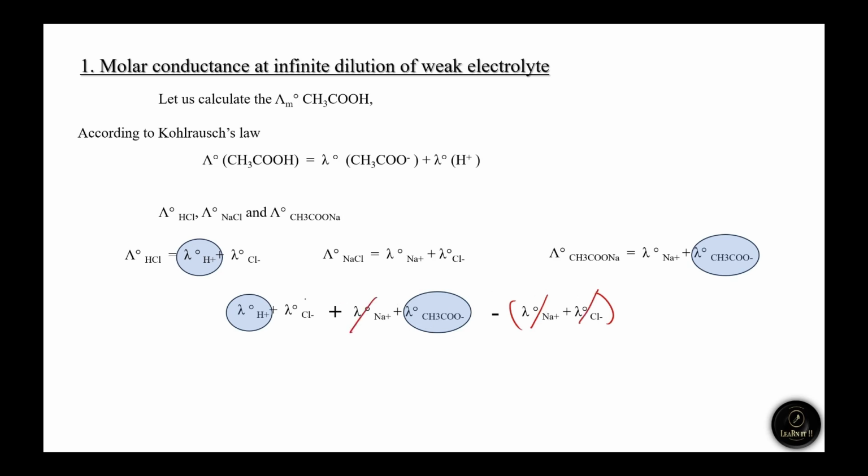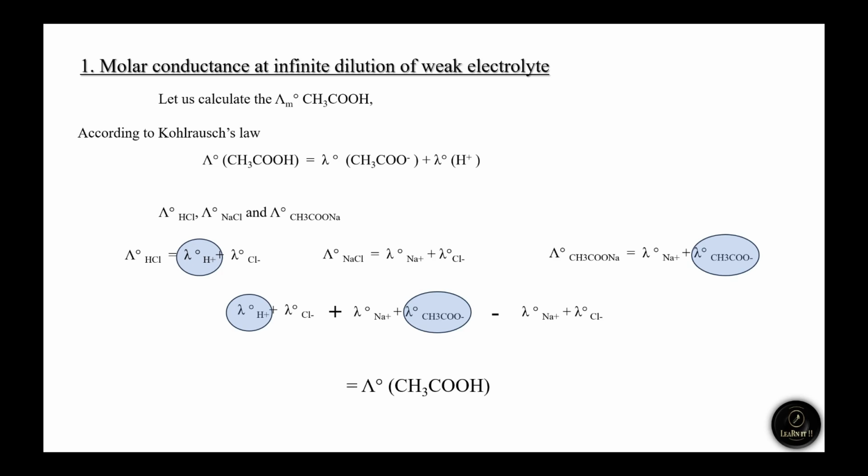That's why Cl minus gets cancelled. So what remains is the molar conductance of acetic acid at infinite dilution, which is a weak electrolyte. So we are going to calculate molar conductance at infinite dilution of weak electrolytes by using the strong electrolytes. We are going to apply Kohlrausch law.